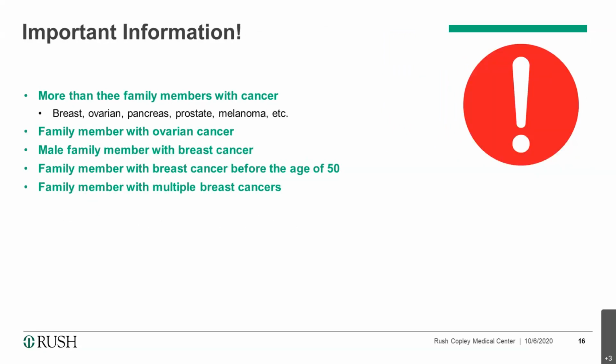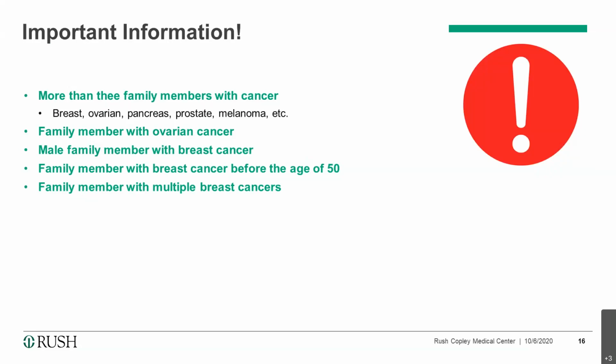Now, some important information to make note of. You might want to use a red pen, or something to circle or highlight. When I said common cancers that could possibly happen, little red flags are common cancers that you might see on multiple sides of the family: breast, ovarian, pancreatic, prostate, melanoma, and those are just to name a few. It's not limited to only these, but these are some of the common cancers.